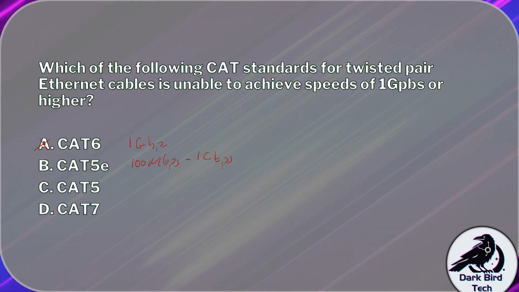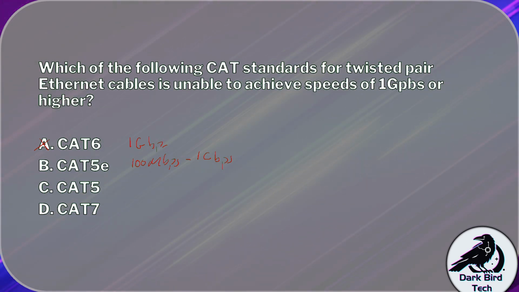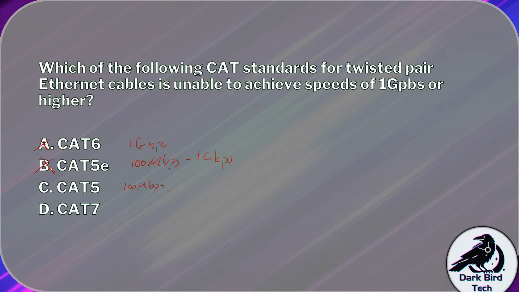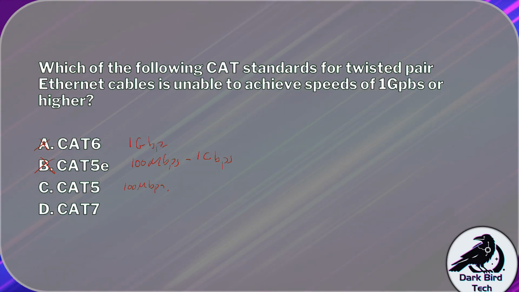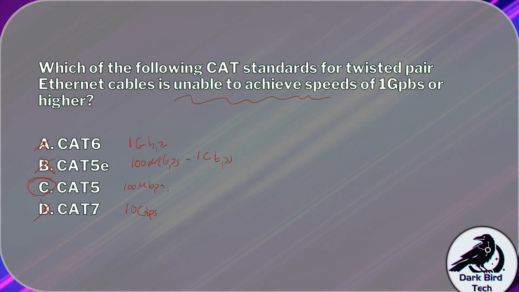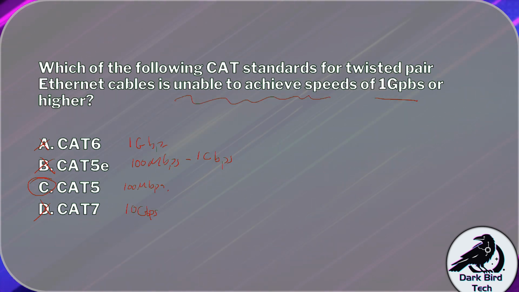Although if I'm being perfectly honest, it doesn't do 1 gigabit per second very well. But hey, it does go close to it. So near enough is good enough here. Cat5 on the other hand, the one without the E, that is a 100 megabit per second hard stop. Done. And then Cat7, you're looking at a solid 10 gigabits per second, leaving us with Cat5. Remember, we're looking for things that could not achieve 1 gigabit per second or higher, and that's Cat5.